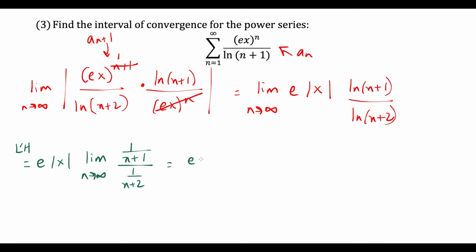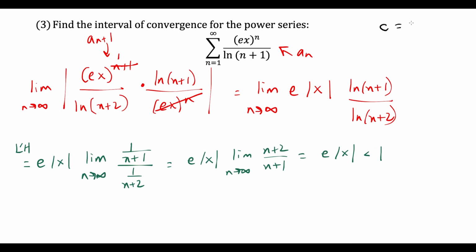And now if we simplify this, this is e times absolute value x, and we have the limit as n goes to infinity, and then we rearrange this, it'll rearrange to n plus 2 over n plus 1. And now this is a limit we could find because we have n plus 2 over n plus 1. The leading terms are matching. They have matching exponents, and their coefficients are both equal to 1. So the limit of this expression is going to be 1. So this will be e times absolute value x, and we're going to set this all to be less than 1.